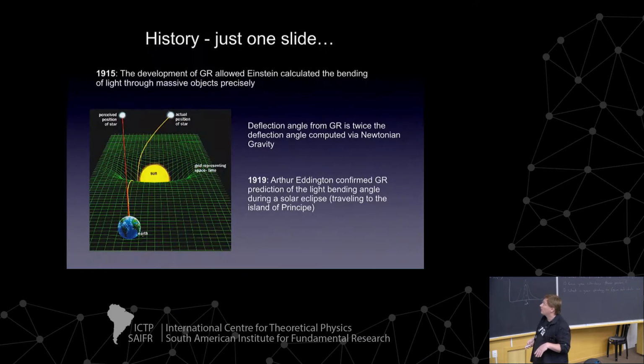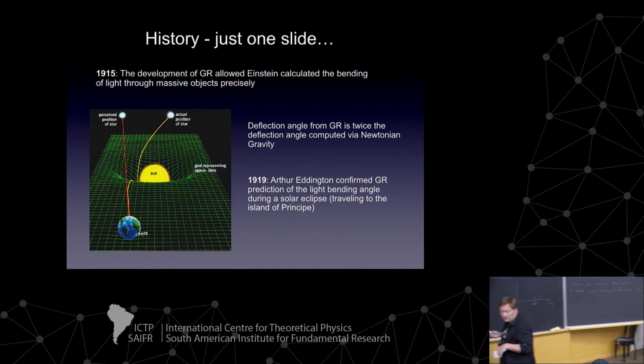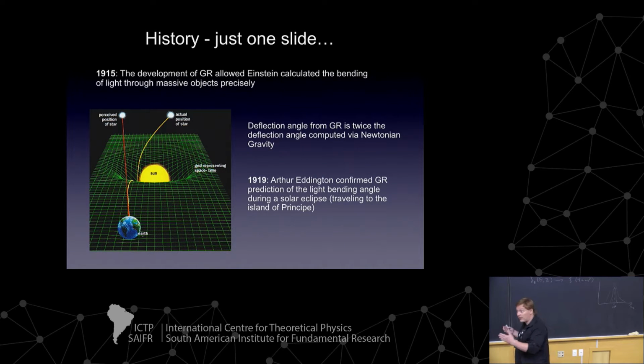Okay, so this is one history slide. In 1915, there was the development of GR that allowed Einstein to actually predict the bending of light by massive objects precisely.